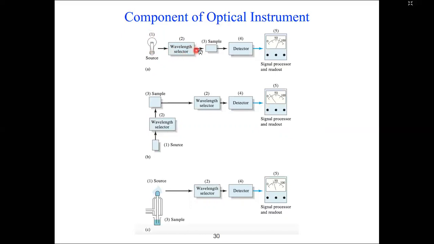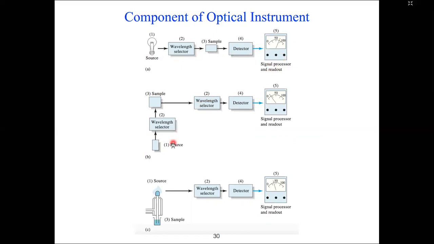Those certain wavelength of energy goes into the sample where the interaction occurs, and then depending on what we are studying, that will be detected. Okay, what kind of wavelength is observed or what kind of wavelength is emitted. Once detected, we get the information from the signal processing and readout device. So that's how it is arranged. This is one of the ways that the components can be arranged.